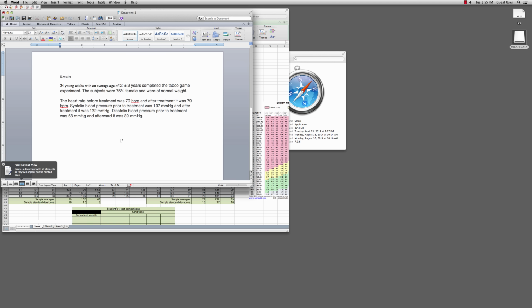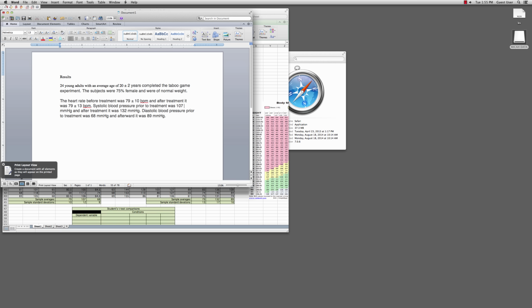Alright, now, first thing, notice up here, I added my standard deviation. We're going to want to do that down here too. So, go ahead and grab that symbol again, copy it after each one of these averages, but before the units, because standard deviation is the same units. So that was 79 plus or minus 10. 79 plus or minus 13. 107 is plus or minus 12. 132 is plus or minus 17.